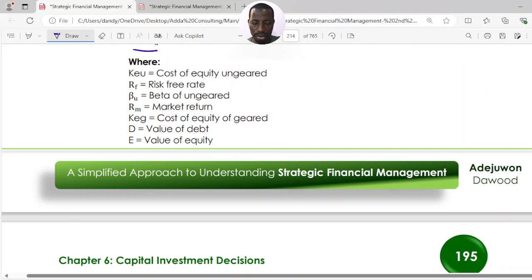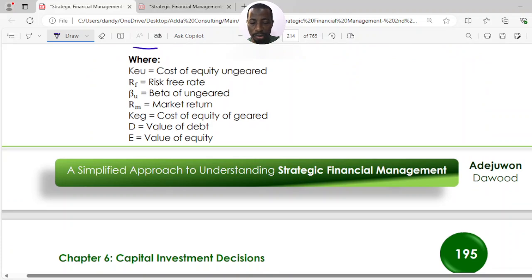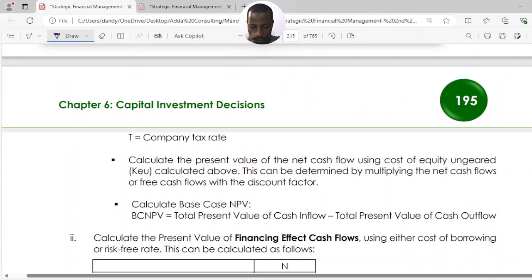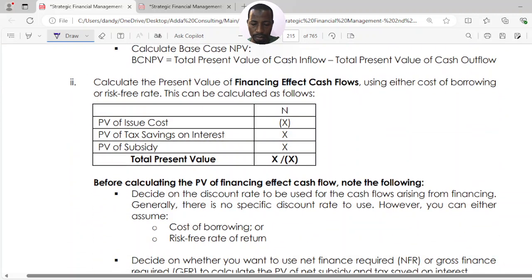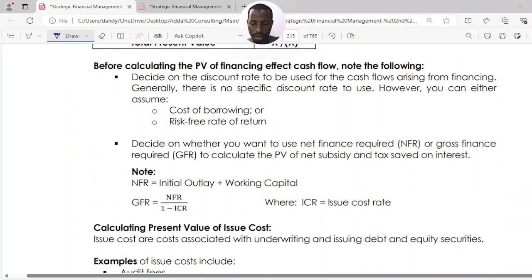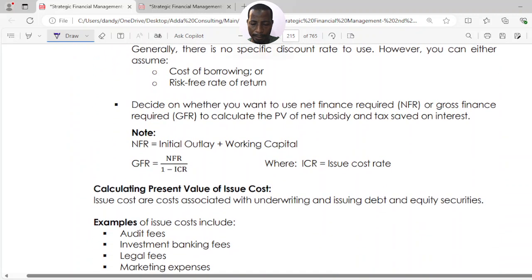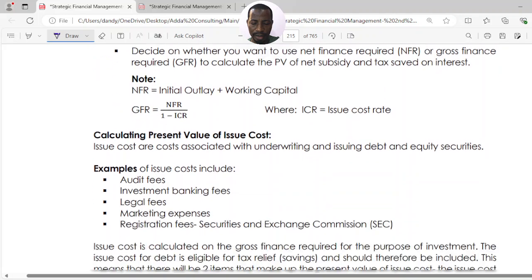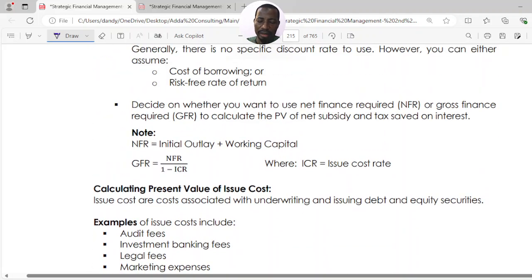So you can just go through the material to read more on those details. So we have done all of this. So remember what I said. The net finance required is assumed to be the initial outlay plus the working capital. So it is assumed that the subsequent working capital will be financed through internally generated funds. Okay, so that's that.